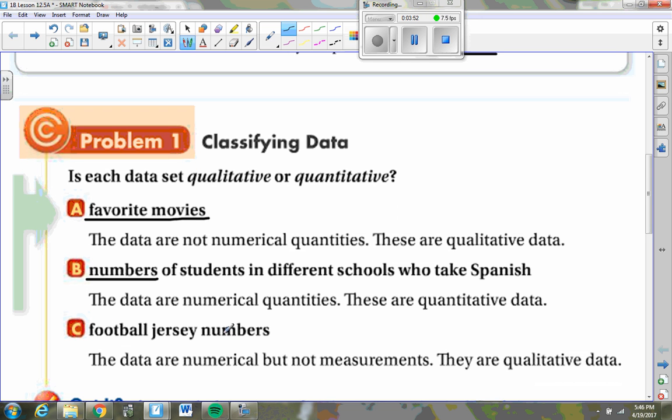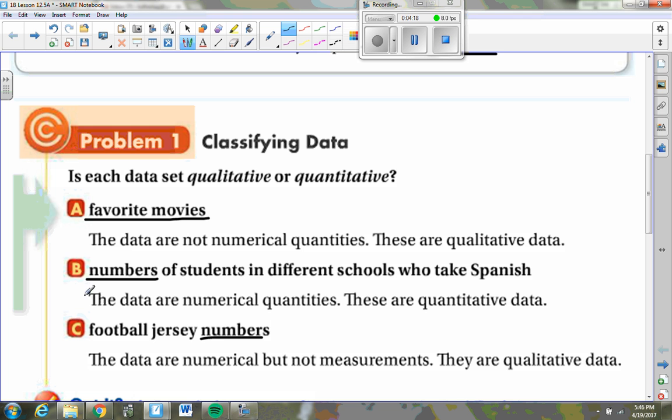Football jersey numbers. Now, this says numbers, but it's different than the numbers in letter B, because football jersey numbers don't measure any quantity of anything. You can't find the average of three guys' jersey numbers. It doesn't make any sense. It doesn't tell you anything interesting. So even though this data is numbers, it's actually an example of qualitative data because you're putting guys in certain categories based on those jersey numbers.